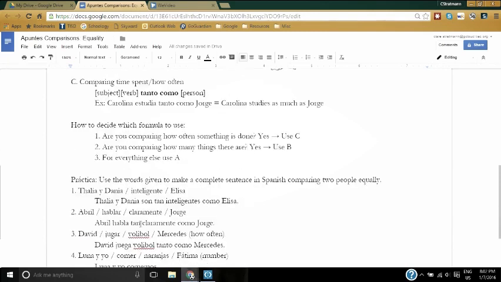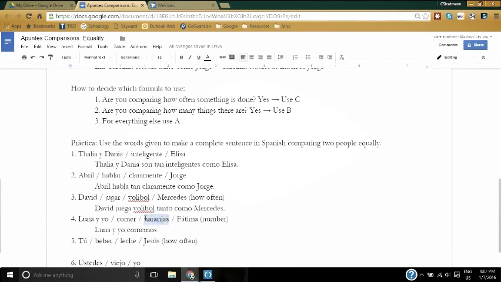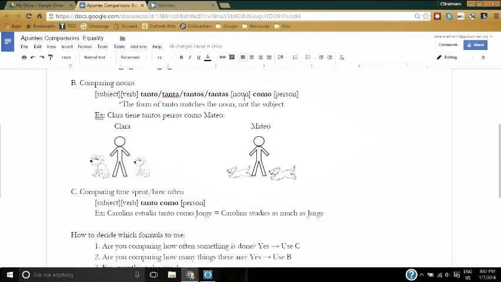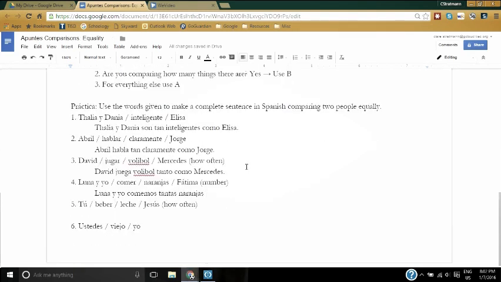Let's go back. Okay, we're talking about naranjas. So, do you think it'd be tanto, tanta, tantos, or tantas? Well, naranjas is probably feminine and plural. So let's pick the feminine and plural one. Tantas naranjas. Okay, let's go back and see what comes after that. No matter what, we've got to have the word como and then the person. So let's finish this off.